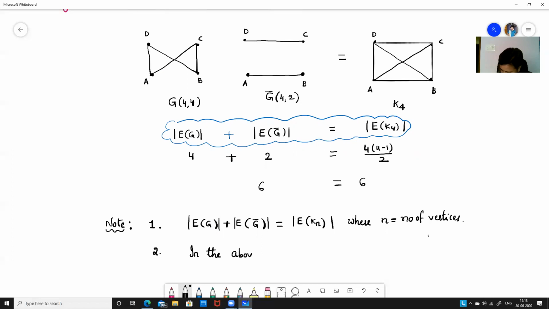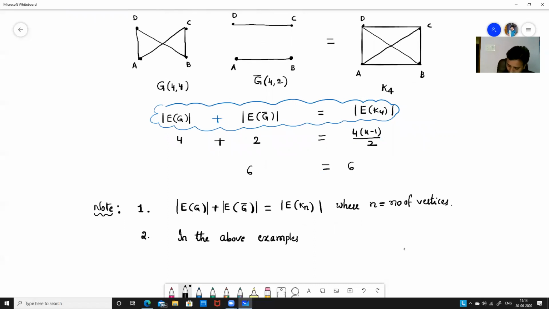Before discussing this point, let me discuss one more point so that we'll get more clarity about it. Suppose I take any vertex V belonging to the given graph G. Then the degree of V in G plus the degree of V in G bar must be equal to the number of vertices minus 1.